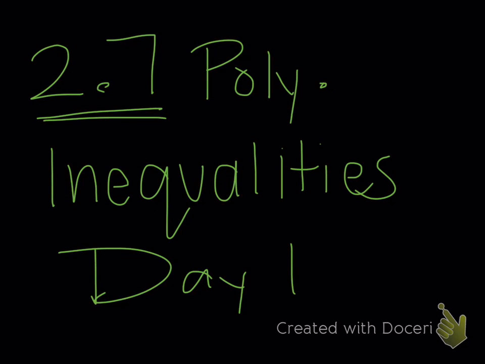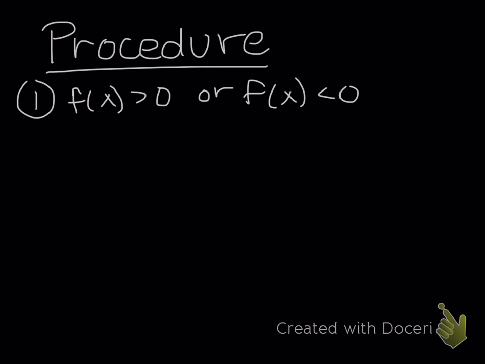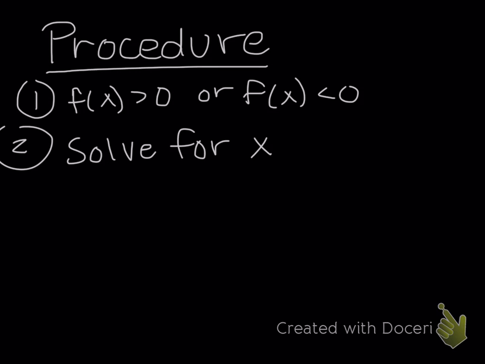Today we're doing section 2.7 and we're going to be solving polynomial inequalities. So the general procedure for these, your first step is always to get your polynomial to the point where it's either greater than 0 or less than 0. So essentially, if there's not a 0 there, you need to get it to be 0 by getting all your terms on one side. Your next step is to solve for x and plot those values on the number line.